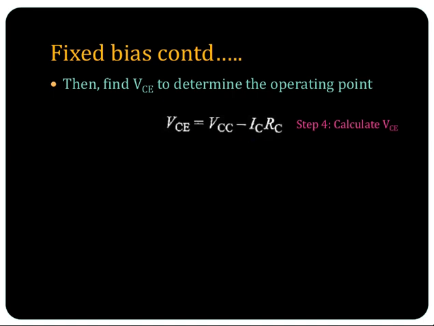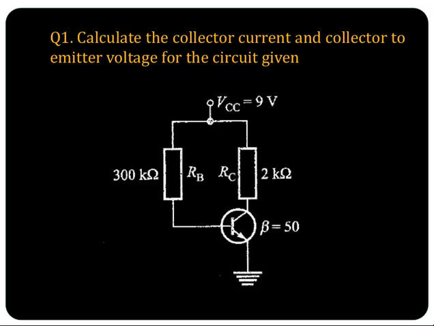How the second requirement can be met, we will discuss. But before that, let us go through a simple problem and fix the operating point. Calculate the collector current and collector to emitter voltage for the given circuit. What is the question? Find the operating point of this circuit under this condition.